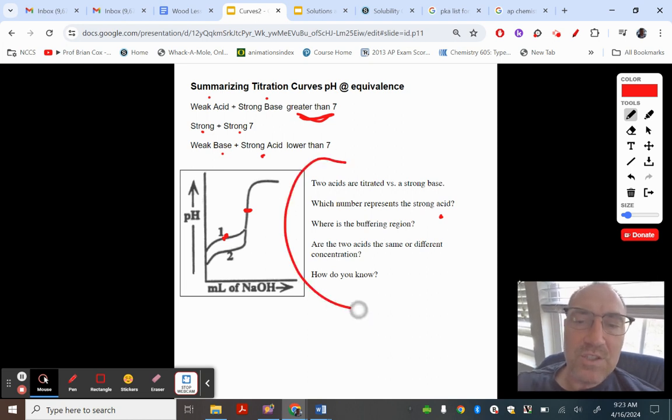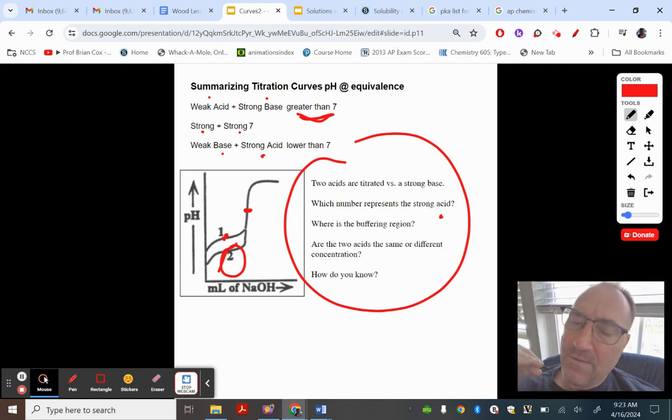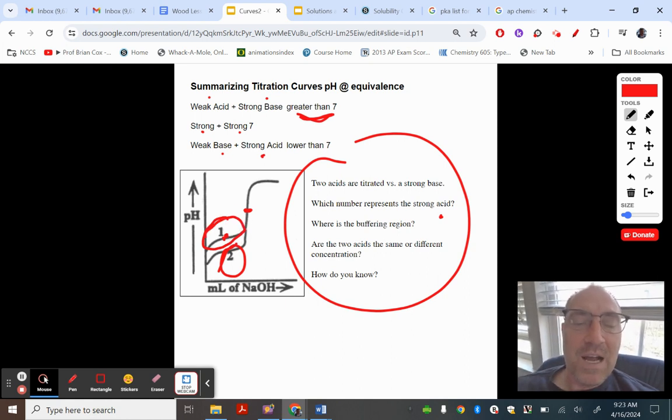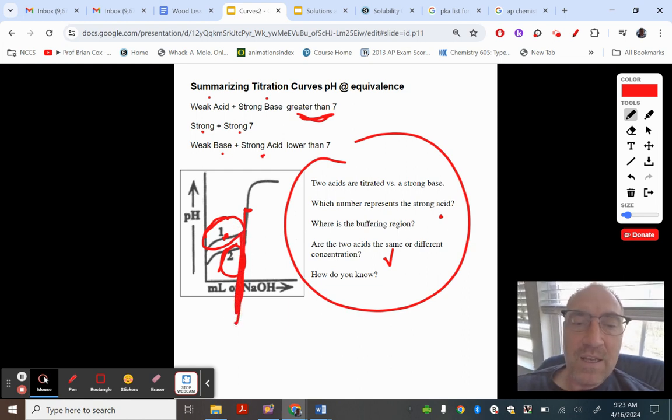So this question is just a quick review question. Two acids are titrated versus strong base. Which one represents the strong acid? So totally two, right? Strong acids have a low pH, so they start over at the bottom. This one right here, since it's a weak acid with a strong base, would be my buffering region. And are the two acids the same concentration or different? They're the same because it takes the equal amount of NaOH to cancel both of them out. And that's how you know. Okay.